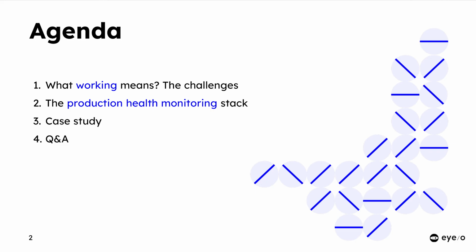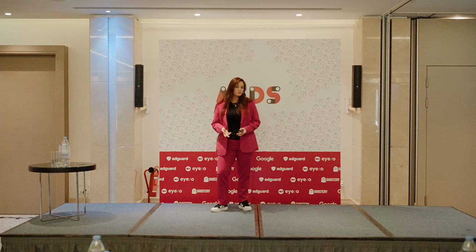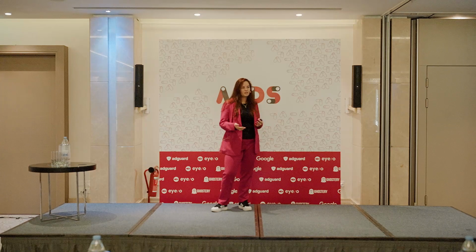So let's start from the beginning. What working means in terms of software differs depending on the purpose of the software. For a banking application, it will be accuracy of the transactions. For video streaming, it will probably be no buffering time, no errors on the user side.